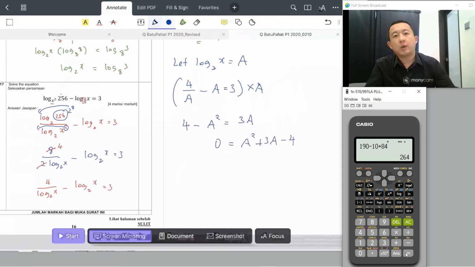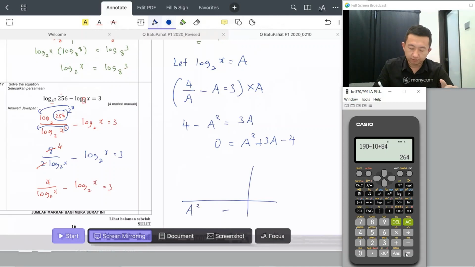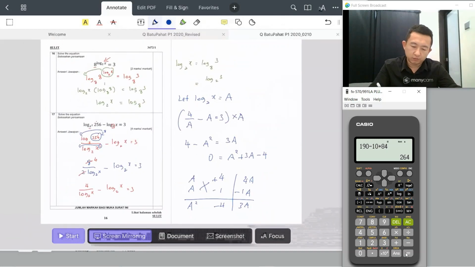You look at this one. What is this? A quadratic equation. Can you solve it? Of course, right? Okay, so a plus 4, a minus 1 equals to 0. A could be negative 4 or 1.